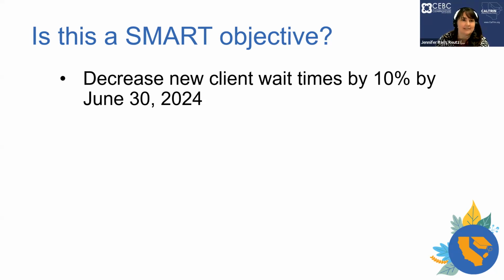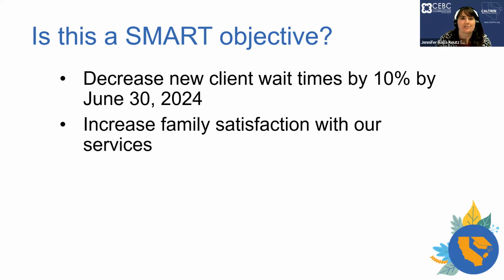Let's go on to another one. Increase family satisfaction with our services. Thumbs up, thumbs down. Is this SMART? These are rolling in slower because it's harder to thumbs down, but you guys have got it. While this is a great objective to start with, it's not very specific. Increase from what? What is your satisfaction? You don't have a baseline, you've got to start somewhere. With our services, is it a particular service? Are you just measuring in general? There are many things you could do to make this a little bit smarter.